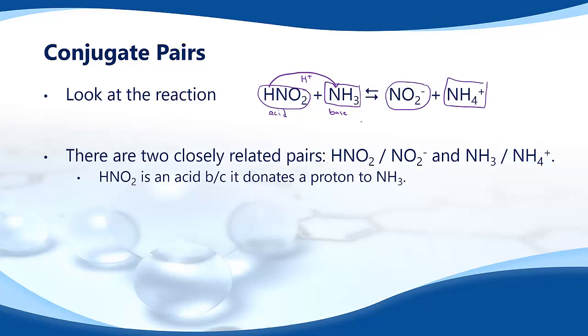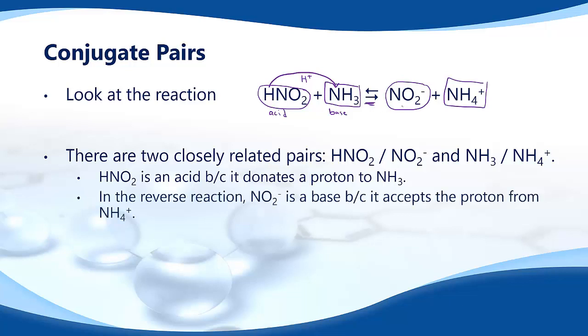But let's look at the reverse reaction, because you see this little arrow in the center. The fact that it goes in both directions means that this is a reversible reaction. So we can look at the other reaction. Now in the other reaction, the ammonium is actually going to transfer the hydrogen back. Right, so we have two competing reactions. One where the HNO2 gives up the proton, one where the NH4 gives up the proton.